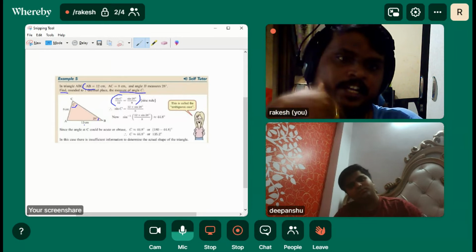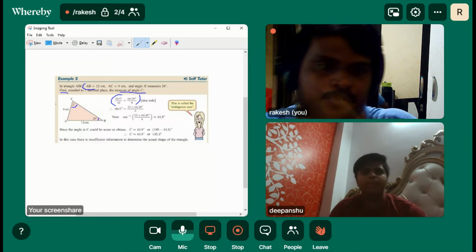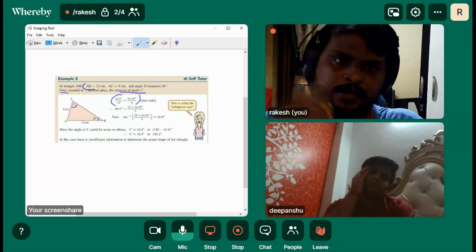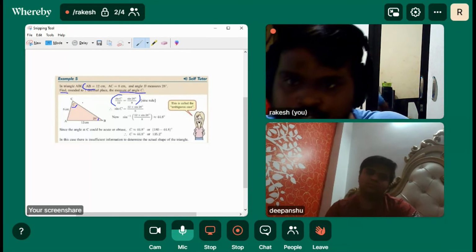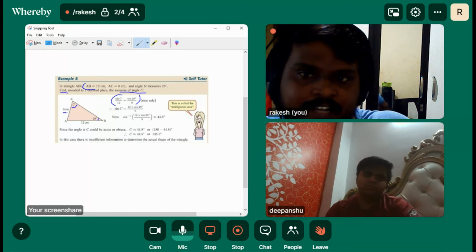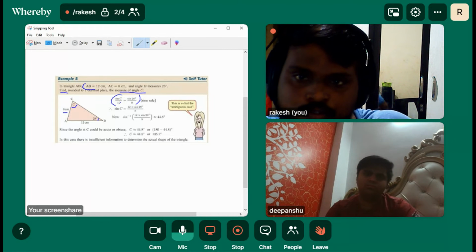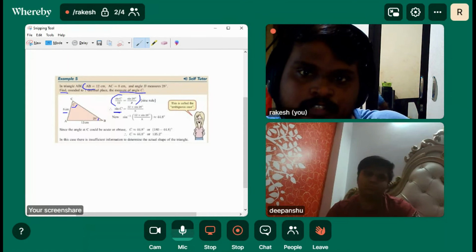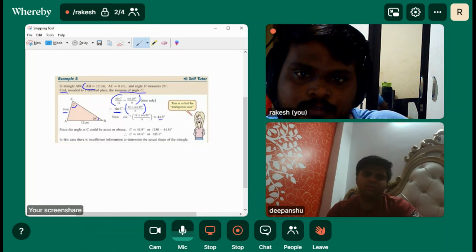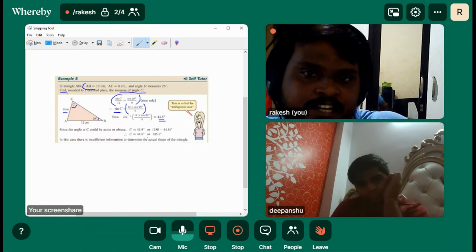We take opposite sides, angle with opposite sides. Remember? So sin C upon 12 and sin 28 upon 8. So if you find out sin C, तो ये simple calculation आप करोगे, and what we get is this 12 value into sin 28 upon 8. This is 44.8 degree.